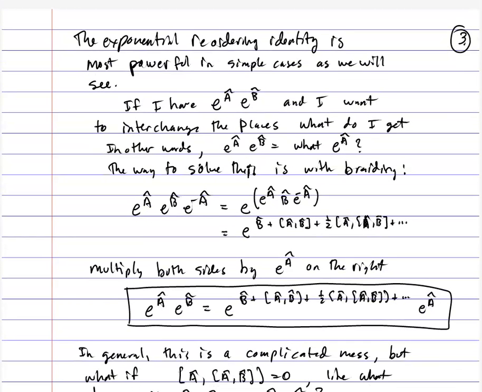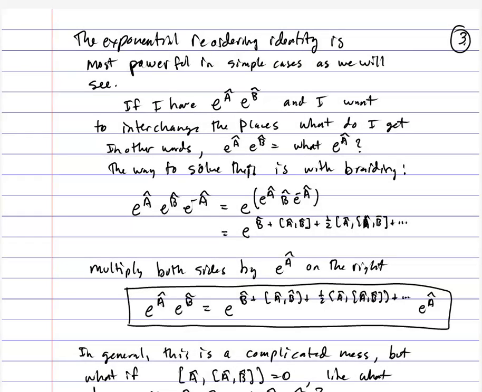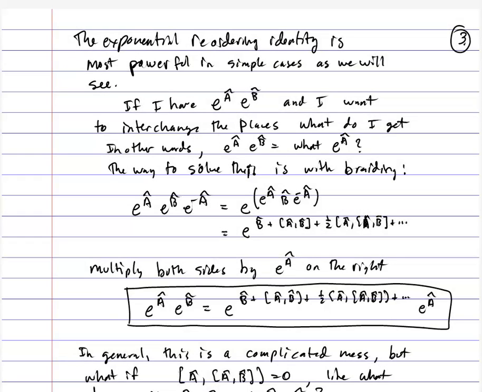The exponential reordering identity is most powerful in the simple cases that I'm going to show you. It is also a corollary of the Hadamard lemma, but it is sufficiently different that I want to call it out as a separate one of the big 5 operator identities. So here we have two operator products, e to the a times e to the b, and I want to interchange the places and make it equal to something on the left-hand side times e to the a. If you like, I'd like to move the e to the a operator to the right through e to the b. And of course, we can't just trivially do this when a and b don't commute, but we can work it out with braiding.